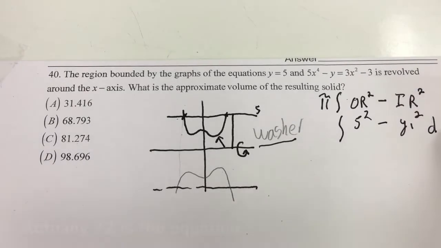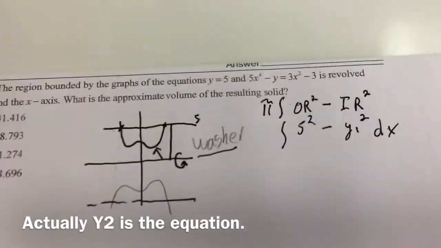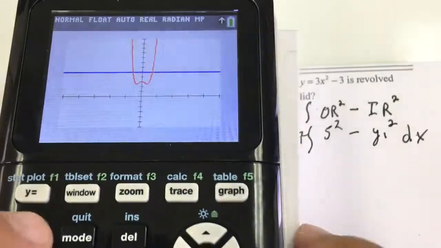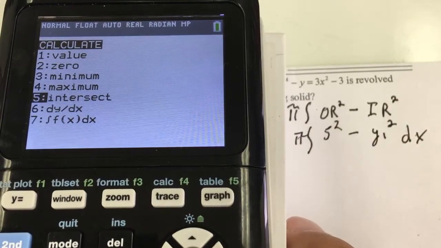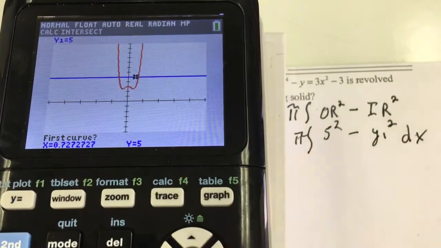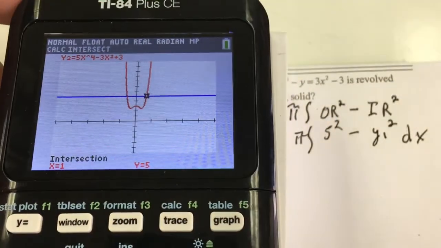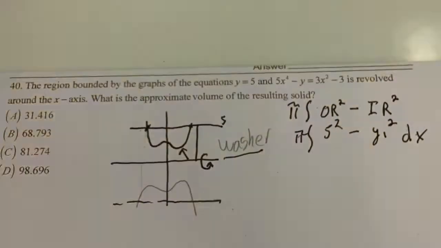So I just need to find out what the integral is with respect to x. I need to find those limits of integration, and it should be simple enough. I'm going to hit second calc, intersect, because I need to find out where they cross each other. Enter, enter, enter, and there it is. X equals 1 and x equals 5. So I think it's safe to say it's symmetric. It's going to be negative 1 to 1.